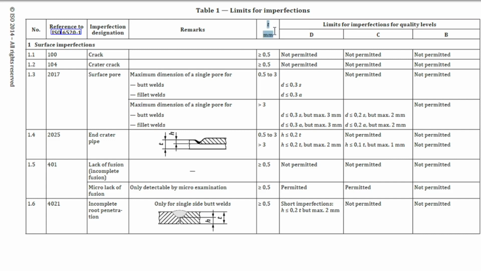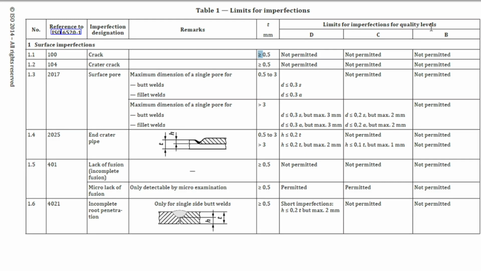We can see here that t is the thickness of the material, and all the dimensions shown here are in mm. For crack, we need to see the condition greater than or equal to 0.5 mm. If our material thickness is greater than or equal to 0.5 mm, then for crack, what is the limit of imperfection for the quality levels? What the quality levels are, I discussed in my previous lecture number 27.